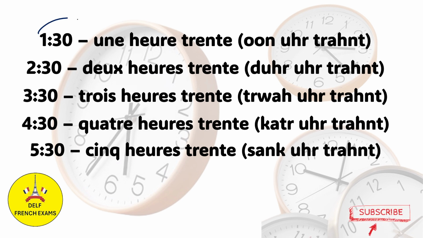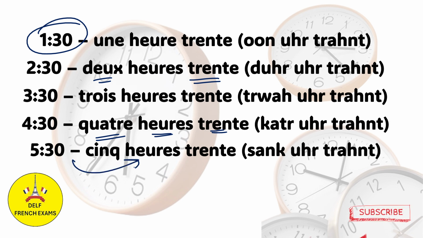Going further, if it is 1:30, let's see. Une heure trente. Deux heures trente. Trois heures trente. Quatre heures trente. 5:30 is cinq heures trente. So this is how we can speak any time of the day.